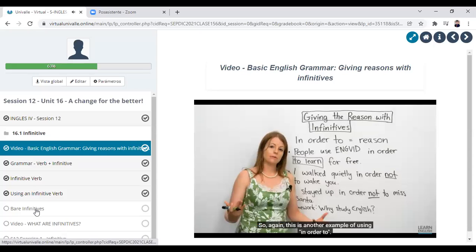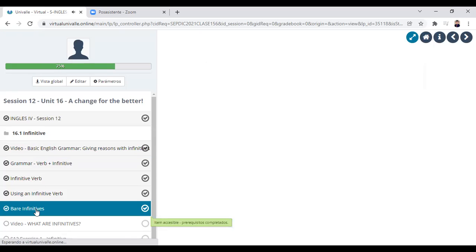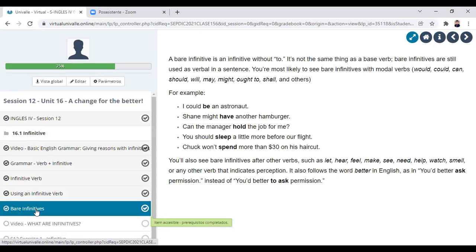Also in here, bare infinitives. Okay, a bare infinitive is an infinitive without to. It is not the same thing as base form. Bare infinitives are still used as verbals in a sentence. You're most likely to see bare infinitives with modal verbs: would, could, can, should, will, may, might, ought to, shall, and others. I could be an astronaut.